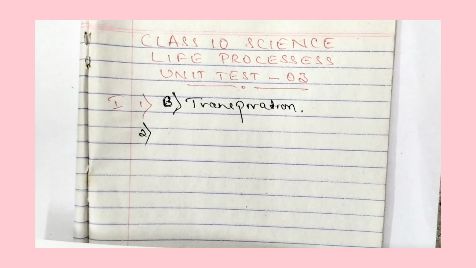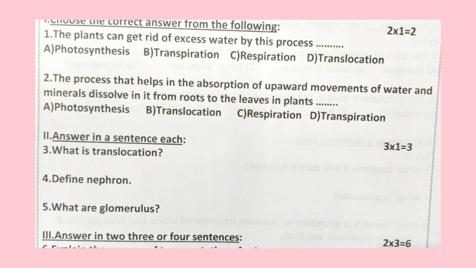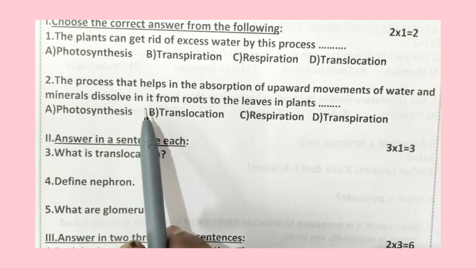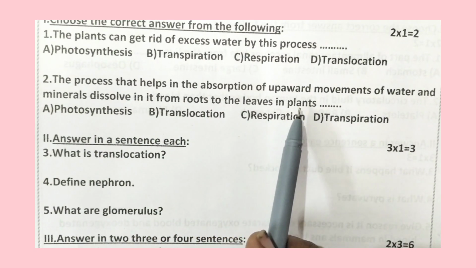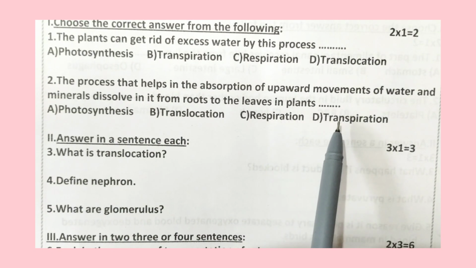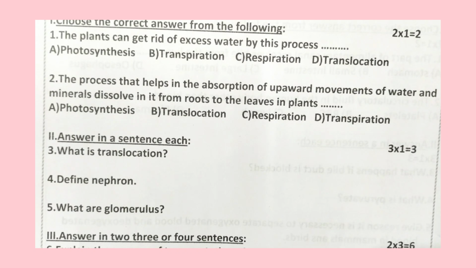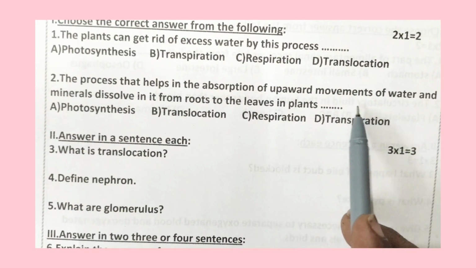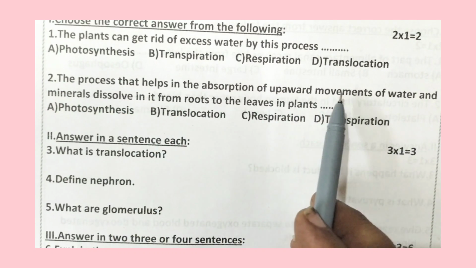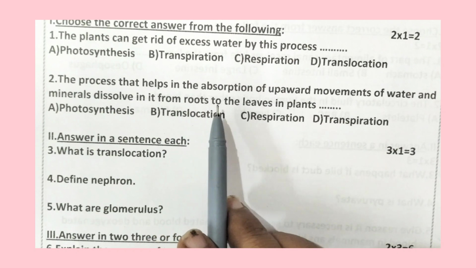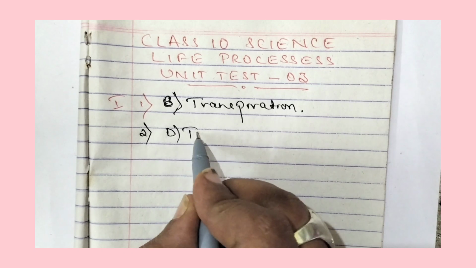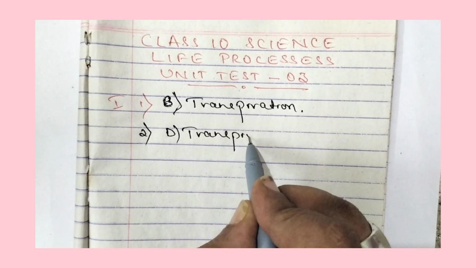Now let us move to question number 2. In question number 2, they have given: the process that helps in the upward movement of water and minerals dissolved in it from roots to the leaves in plants is called photosynthesis, translocation, respiration, or transpiration. Among these four options, the answer is again transpiration, because the upward movement of water and minerals from roots to the leaves is actually called transpiration pull. For the second also, the right answer is transpiration.